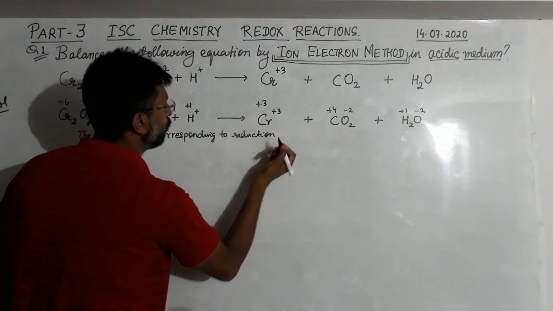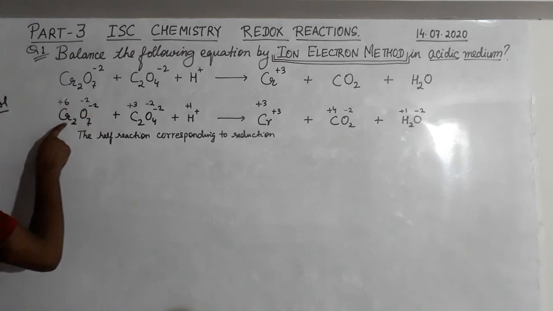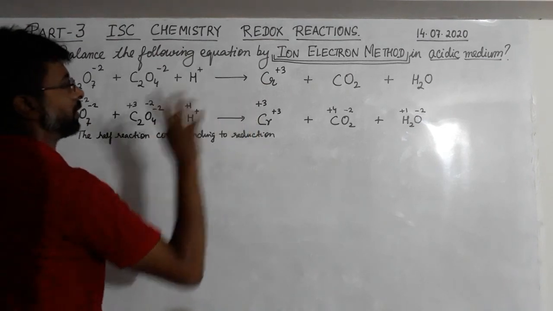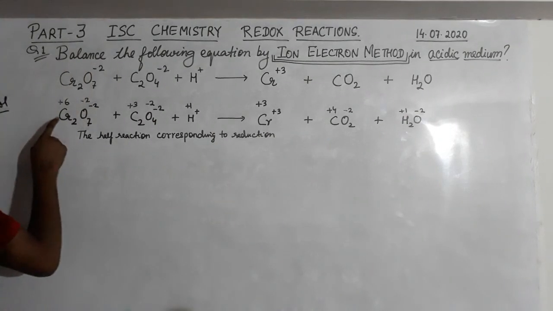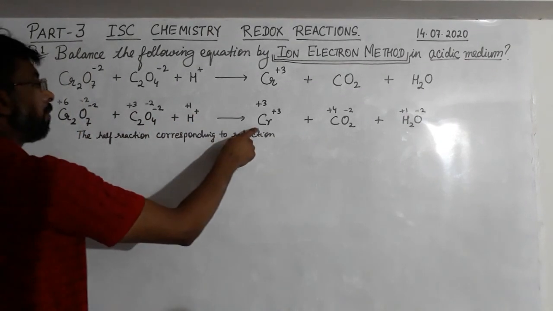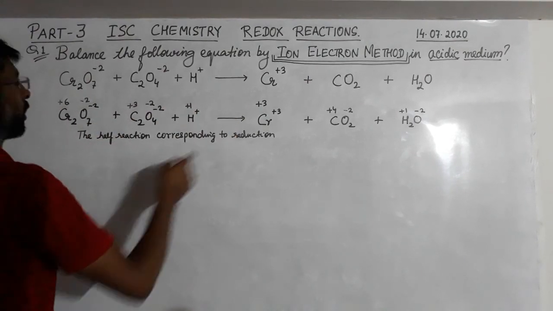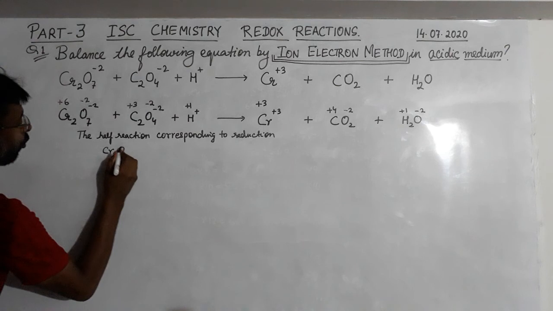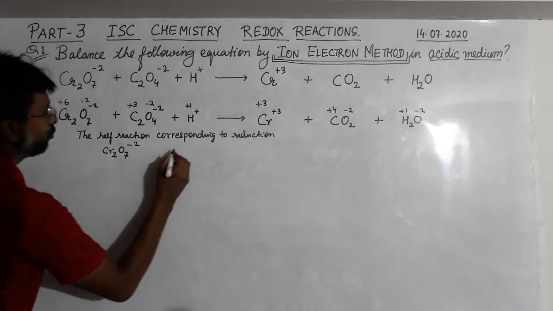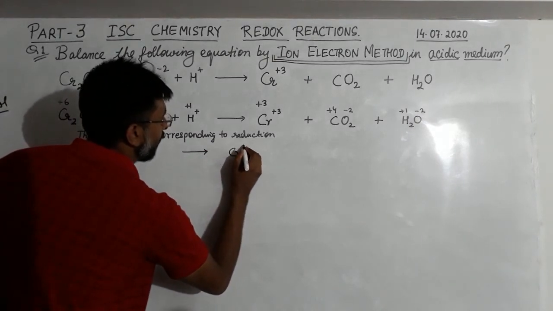How do you know that? Which one is the half reaction? Just check which element's oxidation number is decreasing. Chromium from plus 6 is becoming plus 3. Carbon from plus 3 is becoming plus 4. So dichromate ion is becoming chromium ion. So there is a decrease in oxidation number. So the half reaction corresponding to reduction is this one. So I will write down over here: Cr2O7 2- arrow, it gives Cr3+.